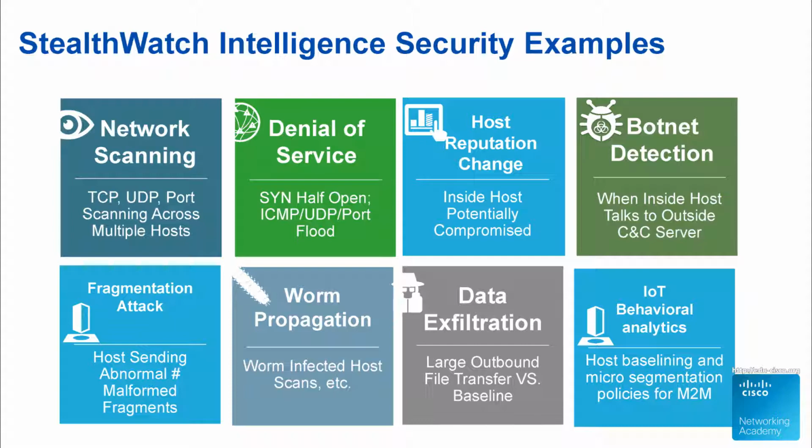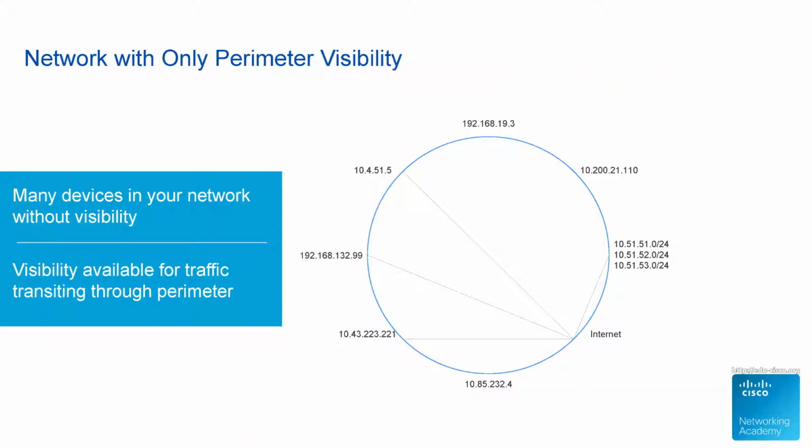These are some of the examples of algorithms that we have. We have 150. These are some of the classes of algorithms: denial of service attacks, botnet detection, IoT security, worm propagation, data hoarding and data exfiltration. We've already talked about some of these, but we have around 150 of them, and we come up with new things all the time.